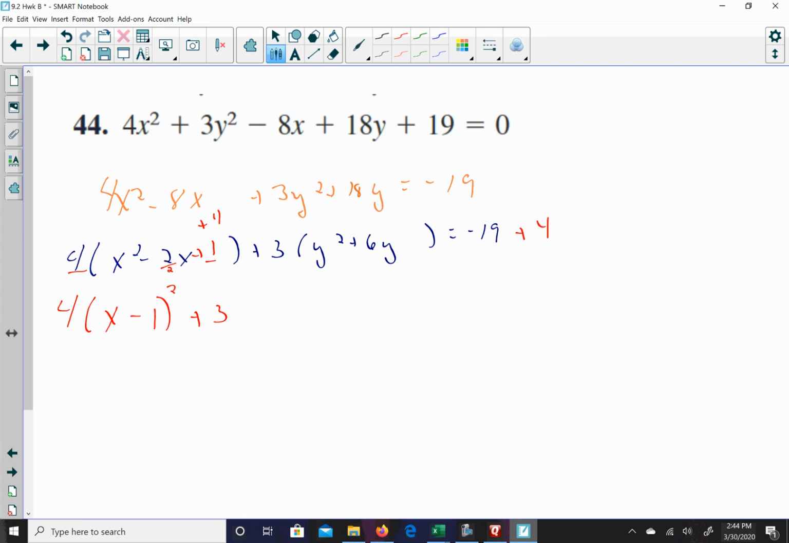And plus 3. Half of 6 is 3. 3 squared is 9. So I'm putting a 9 here, but I'm really adding 3 times 9, which is 27. And when I add that side, what do I get? I get 12.